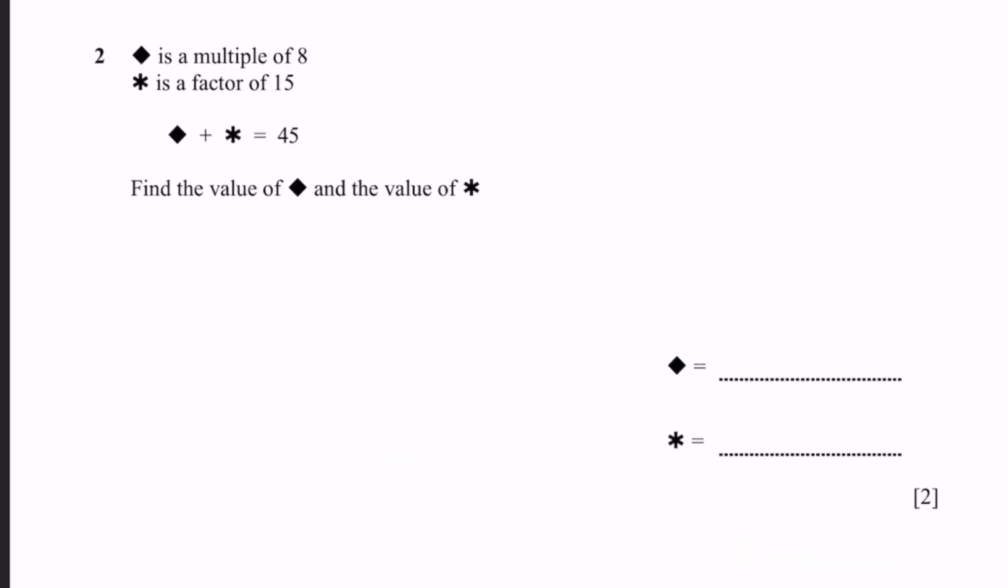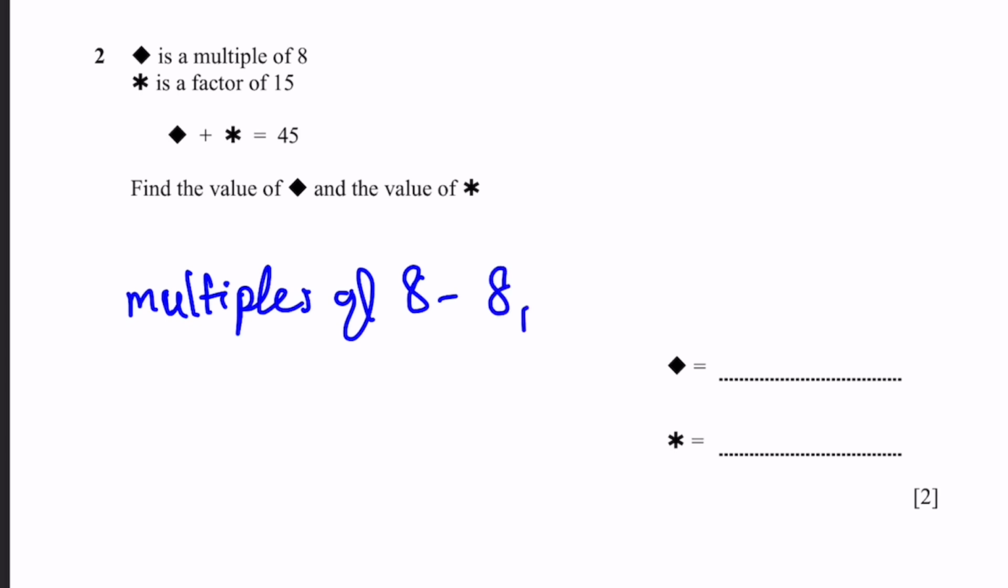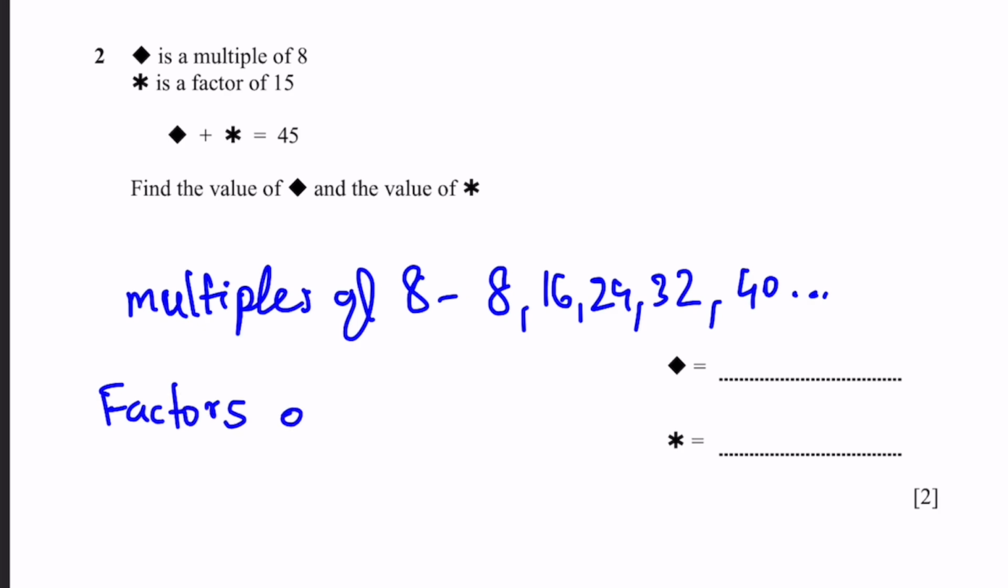Question 2. Diamond is a multiple of 8 and asterisk is a factor of 15. Diamond plus asterisk is 45. Find the value of diamond and the value of asterisk. First, the multiples of 8. Multiples of 8 are 8, 16, 24, 32, 40, and so on. Factors of 15 are 1, 3, 5, and 15.